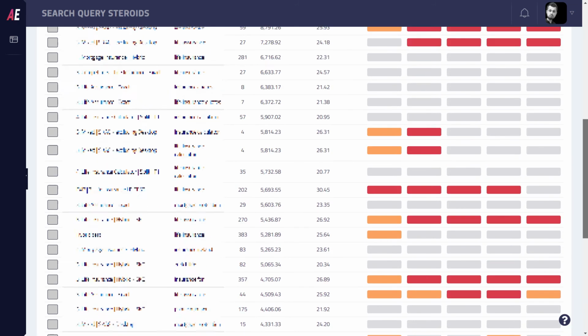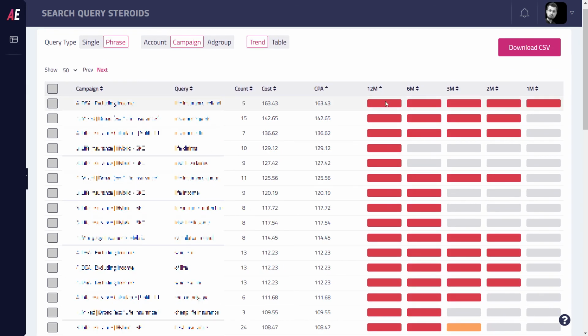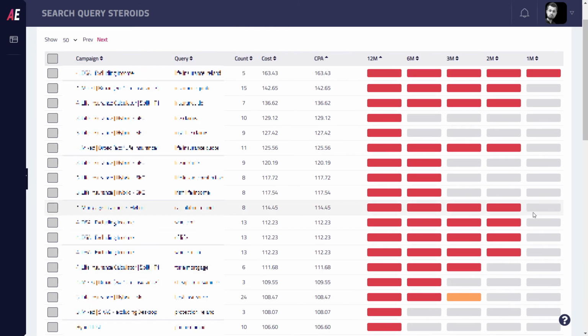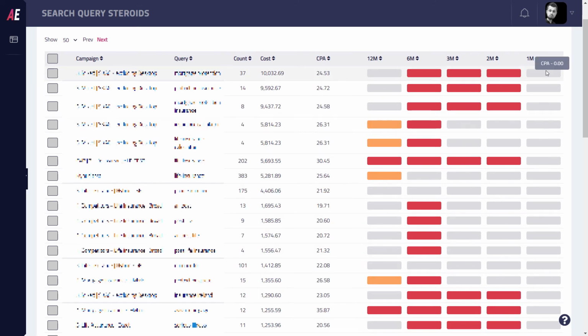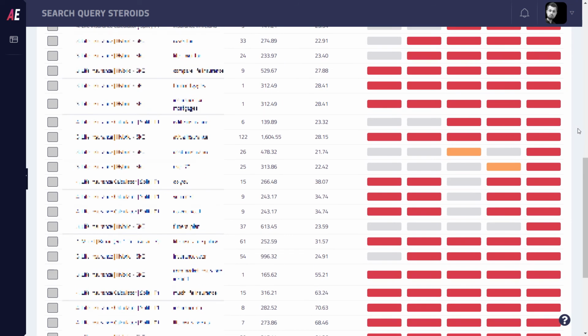So you get a visual representation, which of course you can sort through. If you'd rather see the 12-month CPA concern, for example, here, whereas you might see in recent months, these have come good versus previous months. And likewise, this can go in reverse too, where we might see queries that previously were performing okay and have recently decayed for whatever reason and need you to have a look at them or negative them.